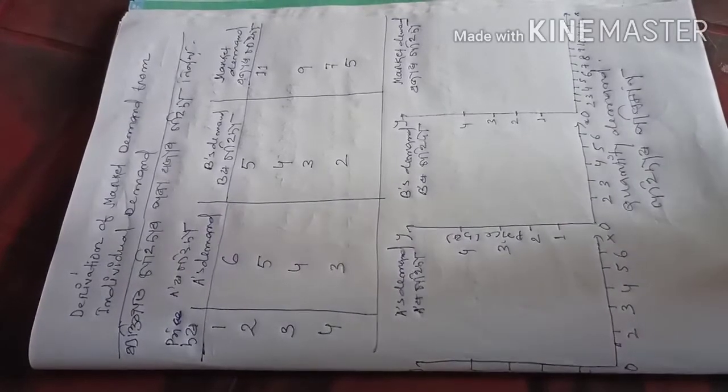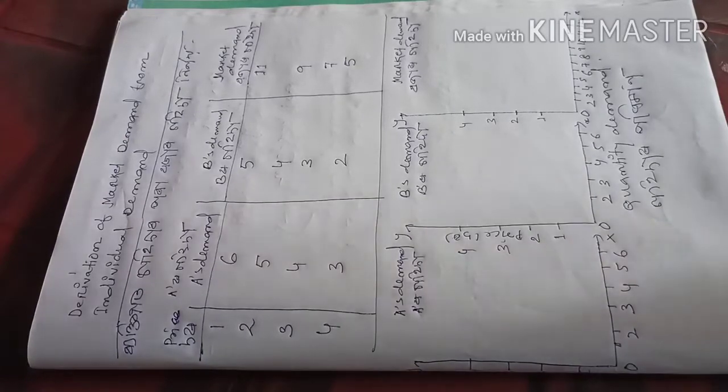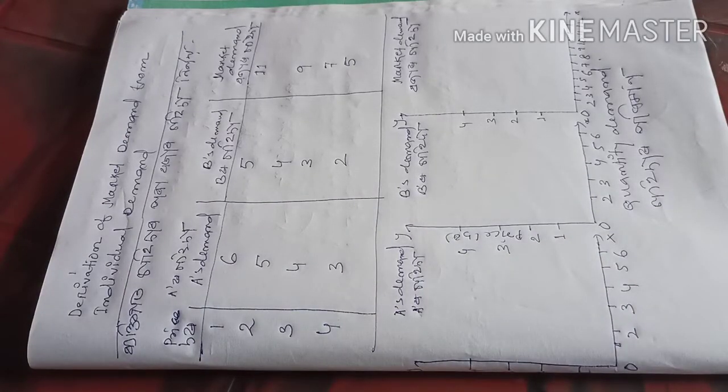So here the concept is summation of individual demand. So we can derive the market demand curve from the individual demand curve by sum of the individual demand.